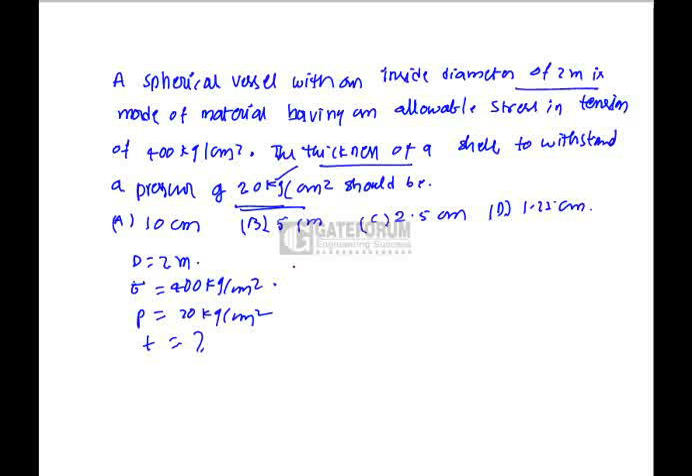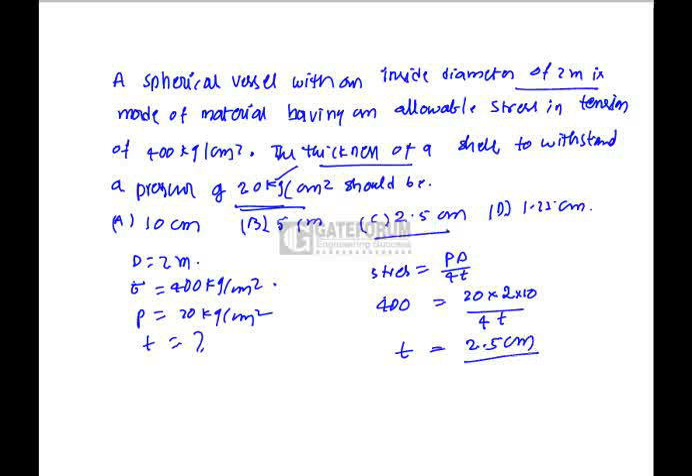So we know the hoop stress is equal to PD by 4T. Stress is given as 4000, P is given as 20, D is given as 2 meters, that is 2 into 100, by 4T. T is equal to 2.5 centimeters. So option C is correct.